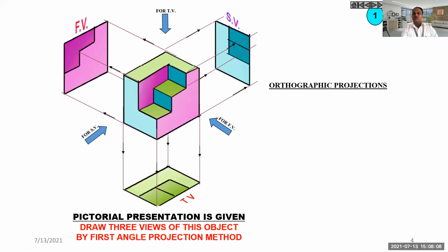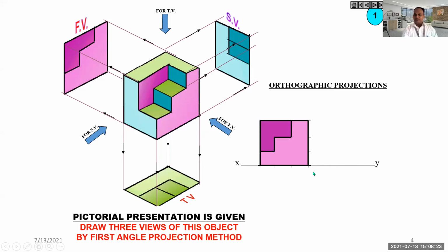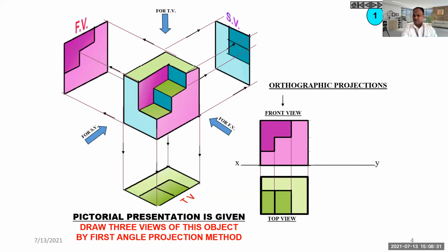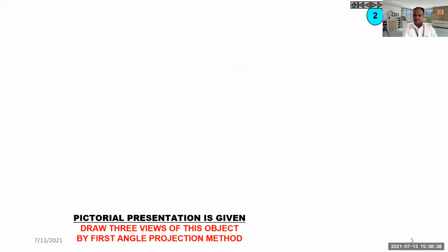Now, how to draw the orthographic projections? To draw orthographic projections, you have to define the XY line, the XY plane. Then you have to show the front view above the XY line and the top view below the XY line, and for that you have to take projections. You have to draw the same projection on the same lines with the help of a scale, and this is the left hand side view.